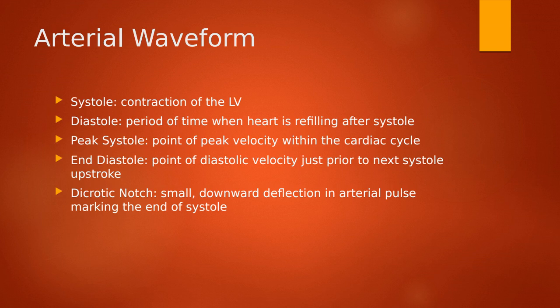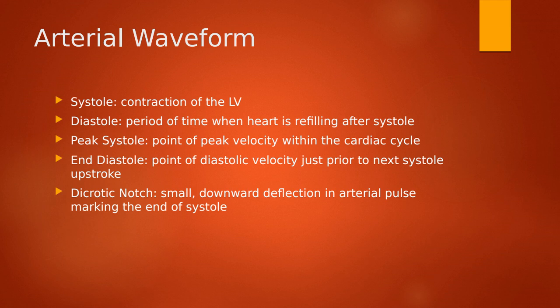Our arterial waveform, we talked about systole, we talked about diastole. So systole, the contraction of that left ventricle entering right into the aorta. Diastole is that period of time when the heart is refilling after systole. Diastole is also where we see a little bit of that negative pressure shift in that left ventricle. So we see sometimes a little downstroke in our waveform. We have peak systole, so that's our peak systolic velocity. We've talked about this throughout the program, PSV, when we're measuring an artery waveform. It's the point of the peak velocity within the cardiac cycle itself. And diastole is the point where that diastolic velocity ends, just prior to the next systolic waveform.